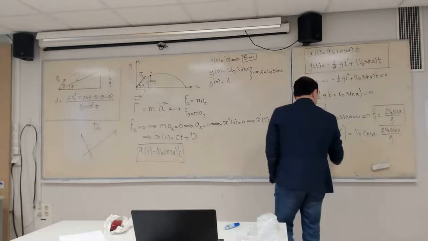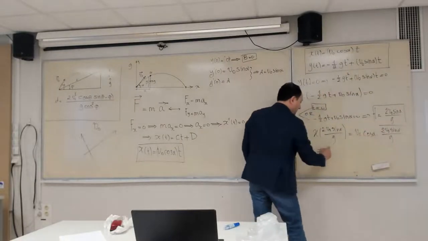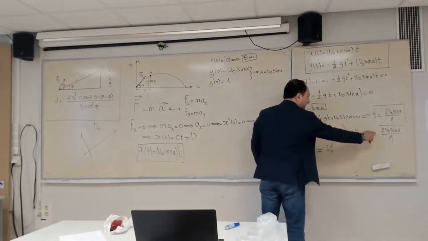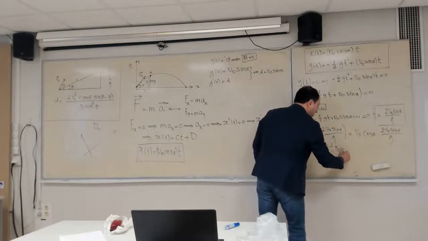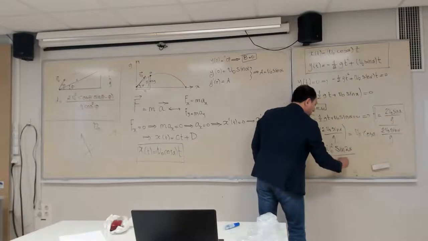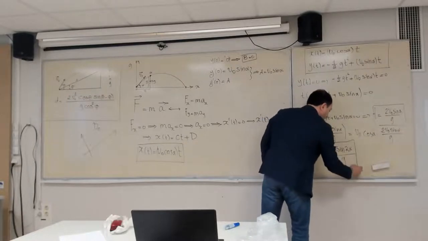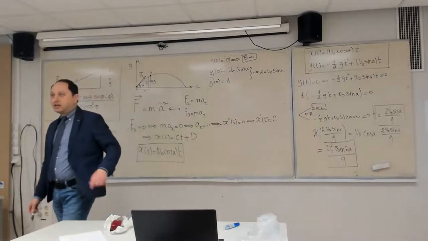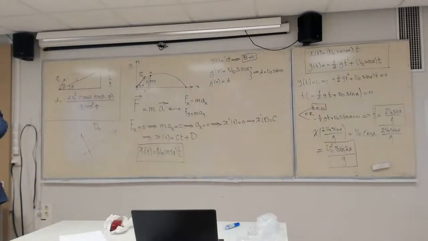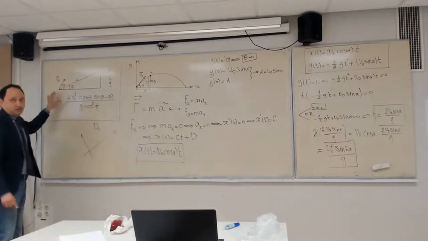So this becomes V naught squared, and then I have 2 times sine times cosine, which becomes simply sine of 2 alpha, and then divided by G. So usually in physics texts, you see this. This is the range of the projectile. Is that understandable? Okay. So this is more or less where you start from. But this problem is considered a hard problem, even in the university text.